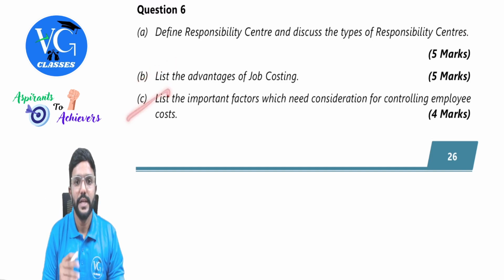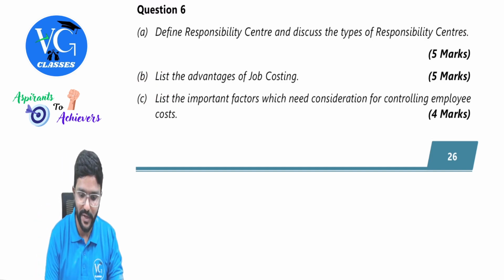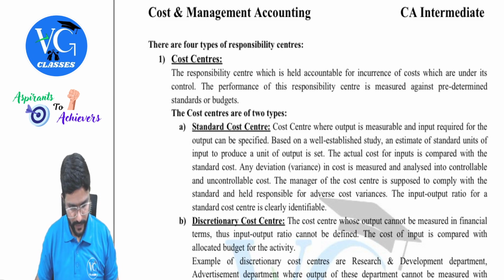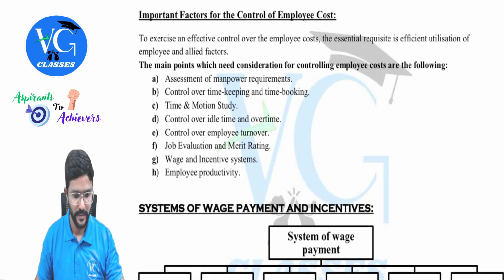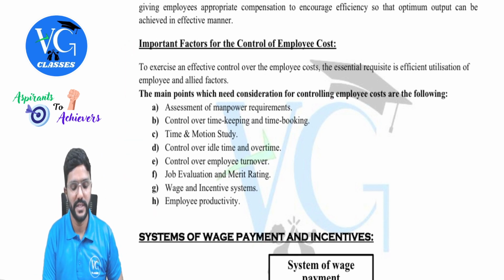Next, list the important factors which need consideration for controlling employee cost. So this question is on labor costing, guys. You can just come to labor cost, that is chapter 3. I will just show you what you are supposed to write there. Yeah, this one. You're supposed to just write these points.